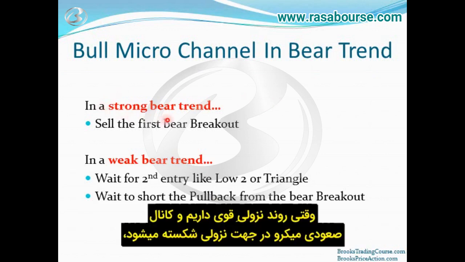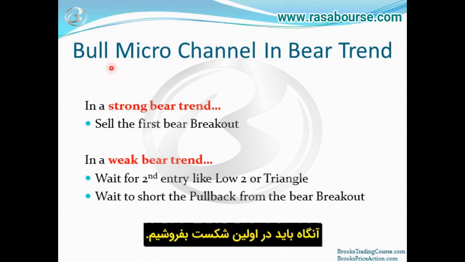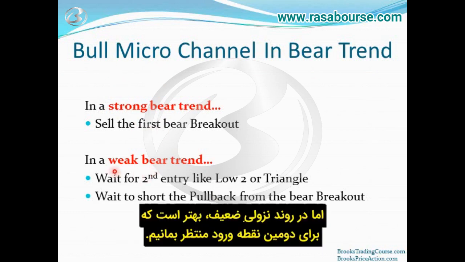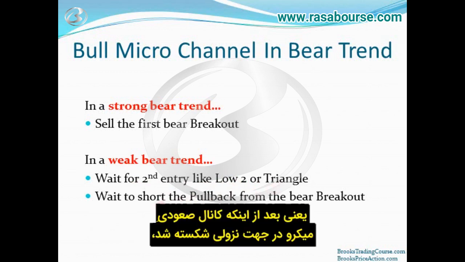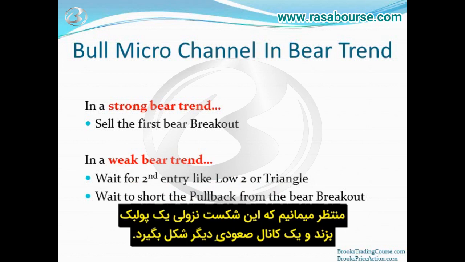In a strong bear trend, you sell the first bear breakout of a bull micro channel. In a weak bear trend, you're usually better off waiting for a second entry, which would be in the form of a low 2 or a triangle. You wait to short the pullback from the breakout of the bull micro channel in the bear trend.